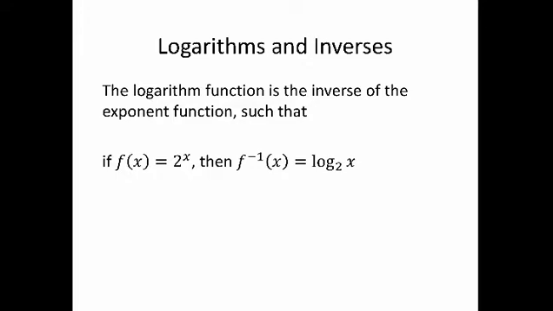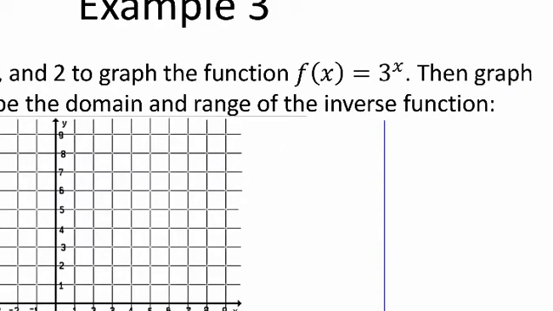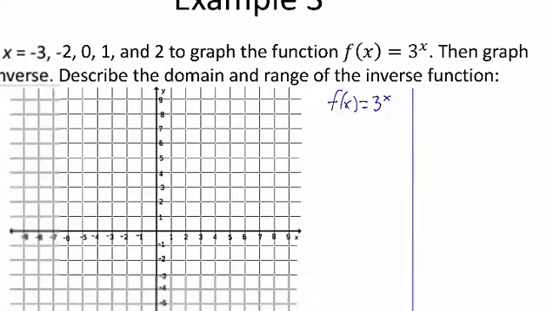Now we're going to do something similar to what you were doing in the notes yesterday. Using x equals -3, -2, 0, 1, and 2, we're going to graph the function f of x equals 3 to the x, and we're going to graph its inverse based off those points. So I'm going to draw a line here because we're going to come up with two different tables. One of them we're going to have f of x equals 3 to the x, and then we'll make up the other one in a little bit.